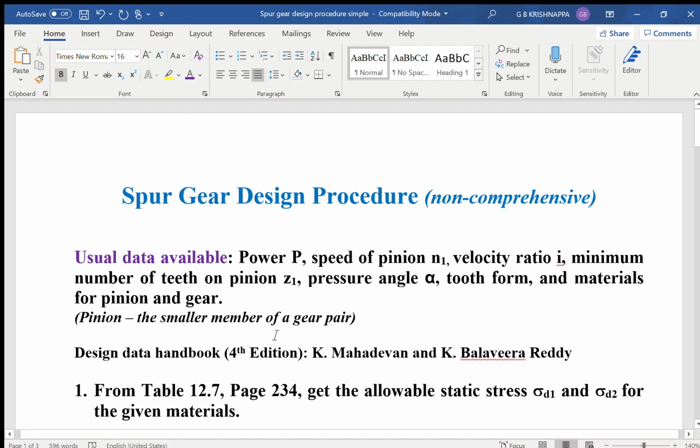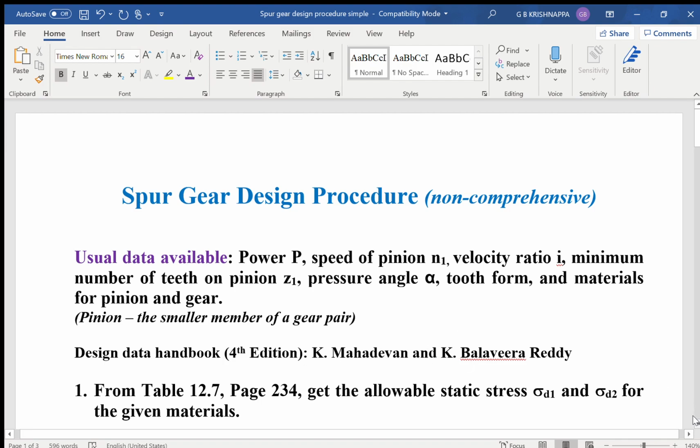So in this brief design procedure, I have followed the Design Data Handbook authored by Professor K. Mahadevan and Professor K. Balaveera Reddy, the 4th edition.